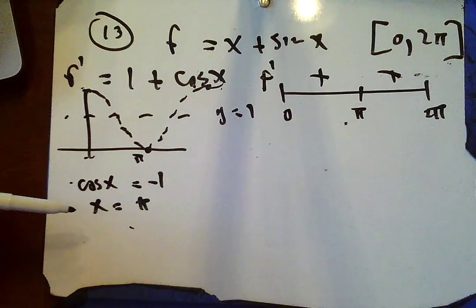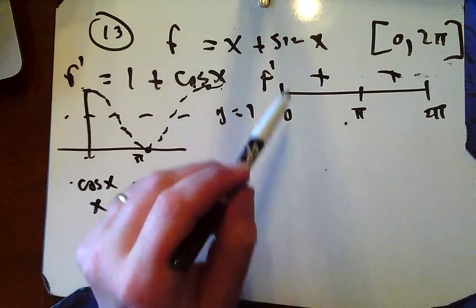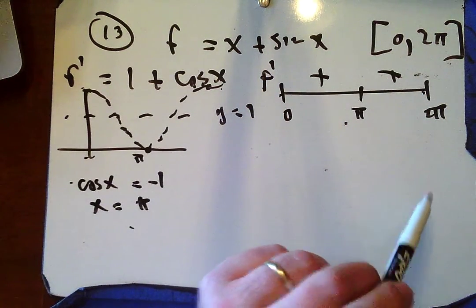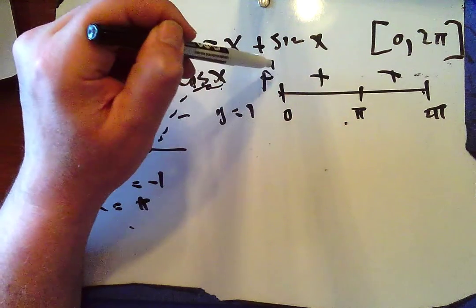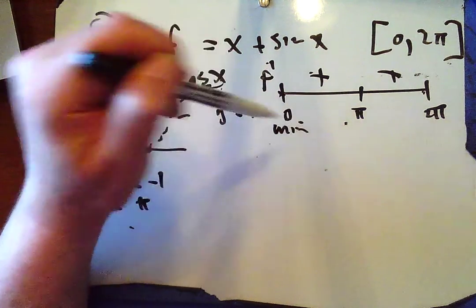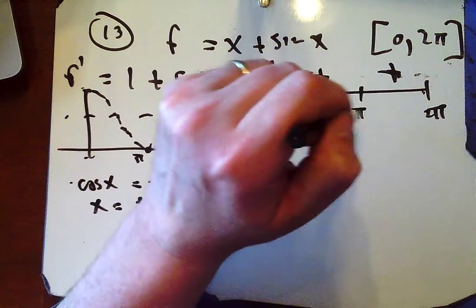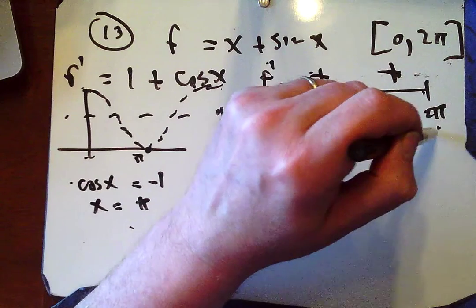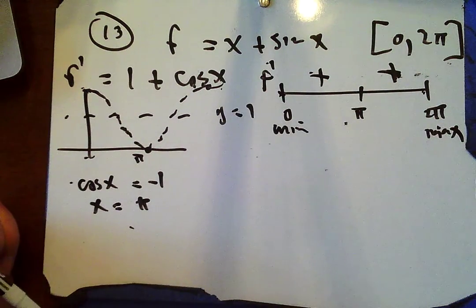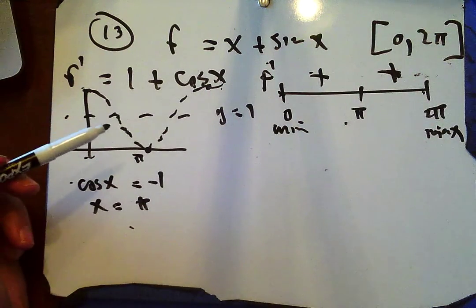So I had neither a min nor a max there, but don't forget endpoints of a bounded interval. So from this point, f prime is positive, which means f is increasing, which means I have a min here. And f prime is positive, which means f is increasing until we get to this point. And so that's a max. Okay, can you write those justifications? I hope so.